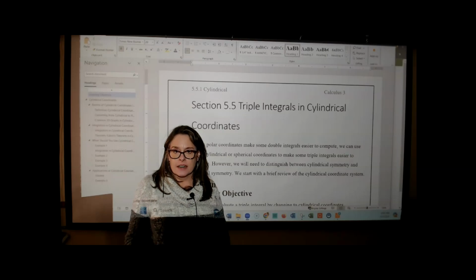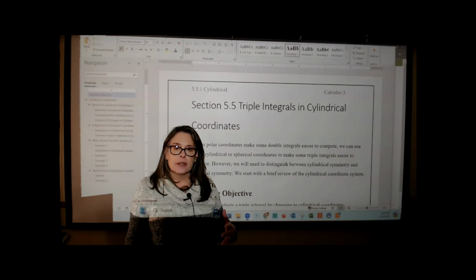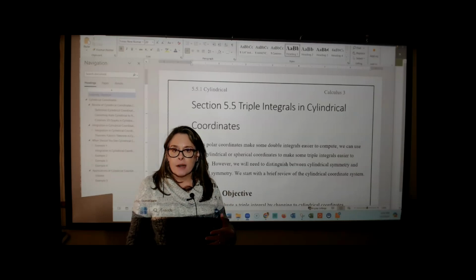In this section, 5.5, we want to take a look at triple integrals again, but we want to look at certain kinds of domains that might be better represented by either cylindrical coordinates or spherical coordinates. We've broken this particular section up into two videos, where the first covers triple integrals in cylindrical coordinates. Let me share my screen and we'll get started.